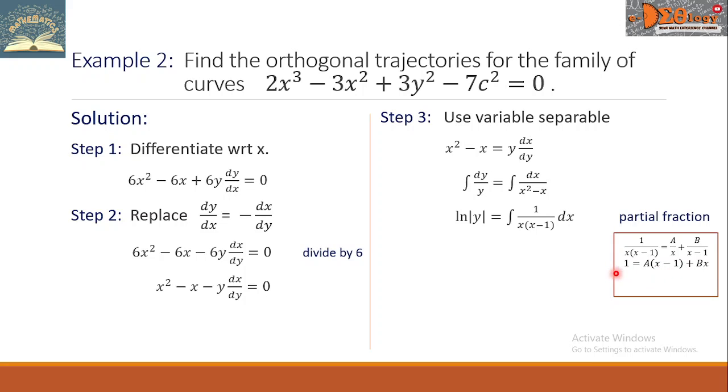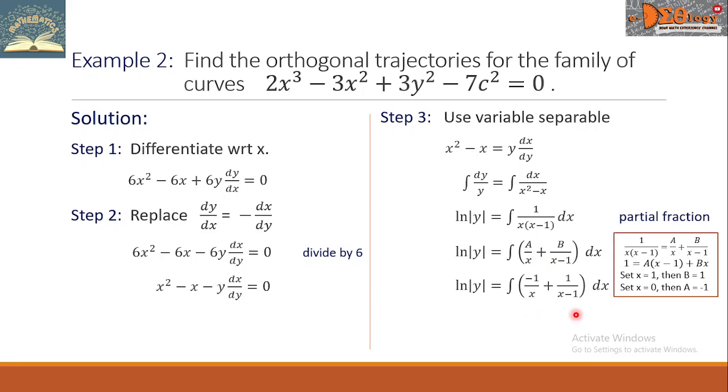Then we say that the equation is true for all the values of x. So let us set x equal to 1, then we will get b equals 1. We set x equals 0, then we will get a equal to negative 1. So let us rewrite our right-hand side. This 1 over x times the quantity x minus 1, we can show that this is a over x plus b over x minus 1. Since we have now the values of a and b respectively, we will substitute in here. So the right side becomes like this.